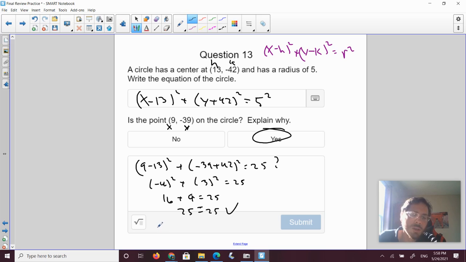The numbers work in the equation. The numbers satisfy the equation. You could say the equation is true. Satisfy. Equation is true when the point is plugged in. But that's the idea, is we want to plug in that point to see if it actually works out.